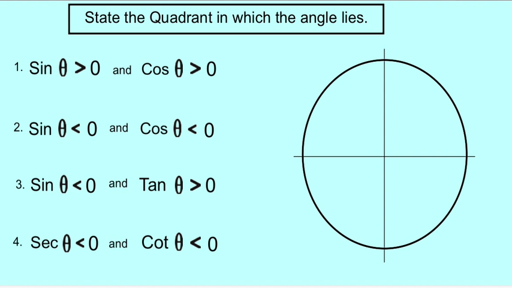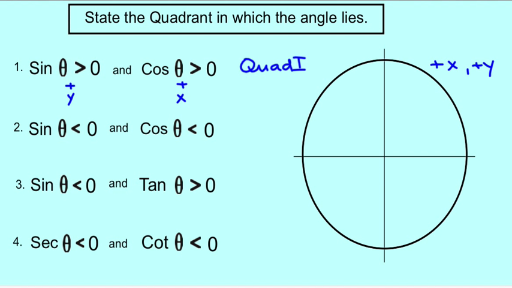So let's answer this set of questions. Number 1, when would the sine of theta be positive and the cosine of theta be positive? In which quadrant would that be true? So we want the sine to be positive, greater than 0, and the cosine too. So we're talking the y values to be positive, the x values to be positive. So we're talking quadrant number 1. Positive x and a positive y.